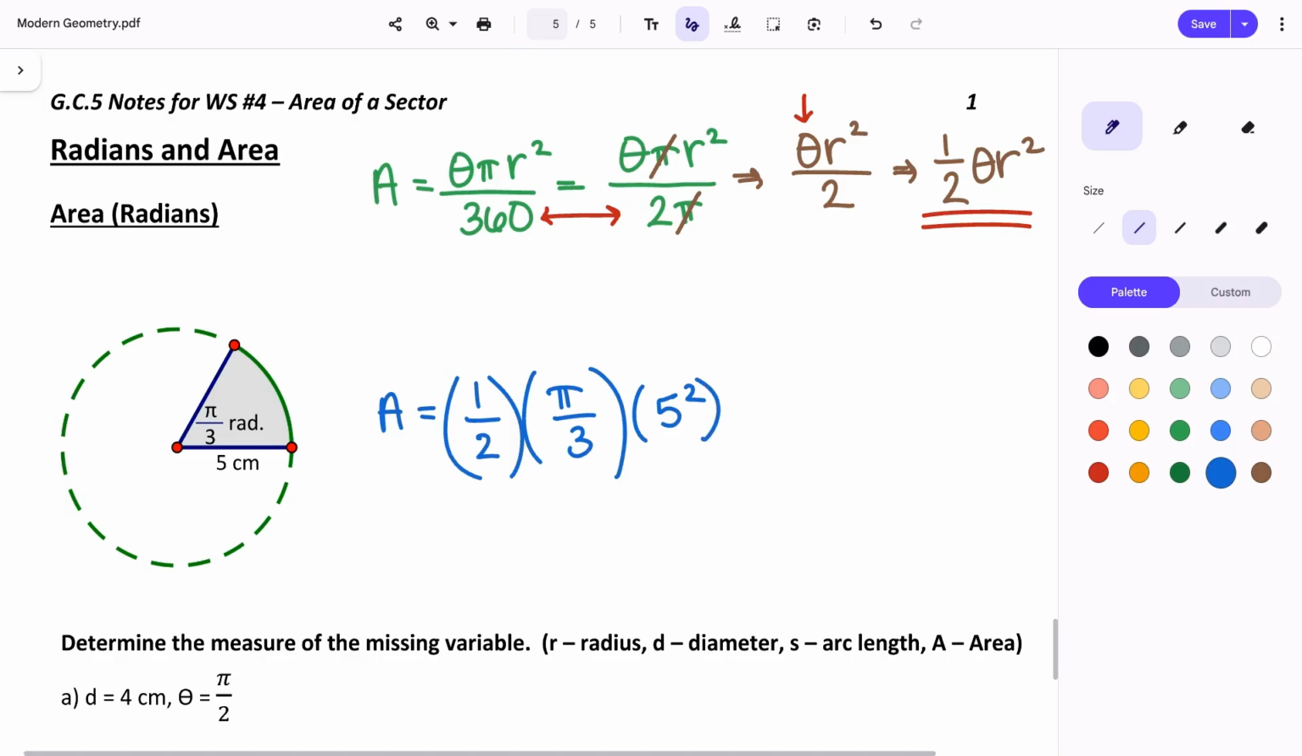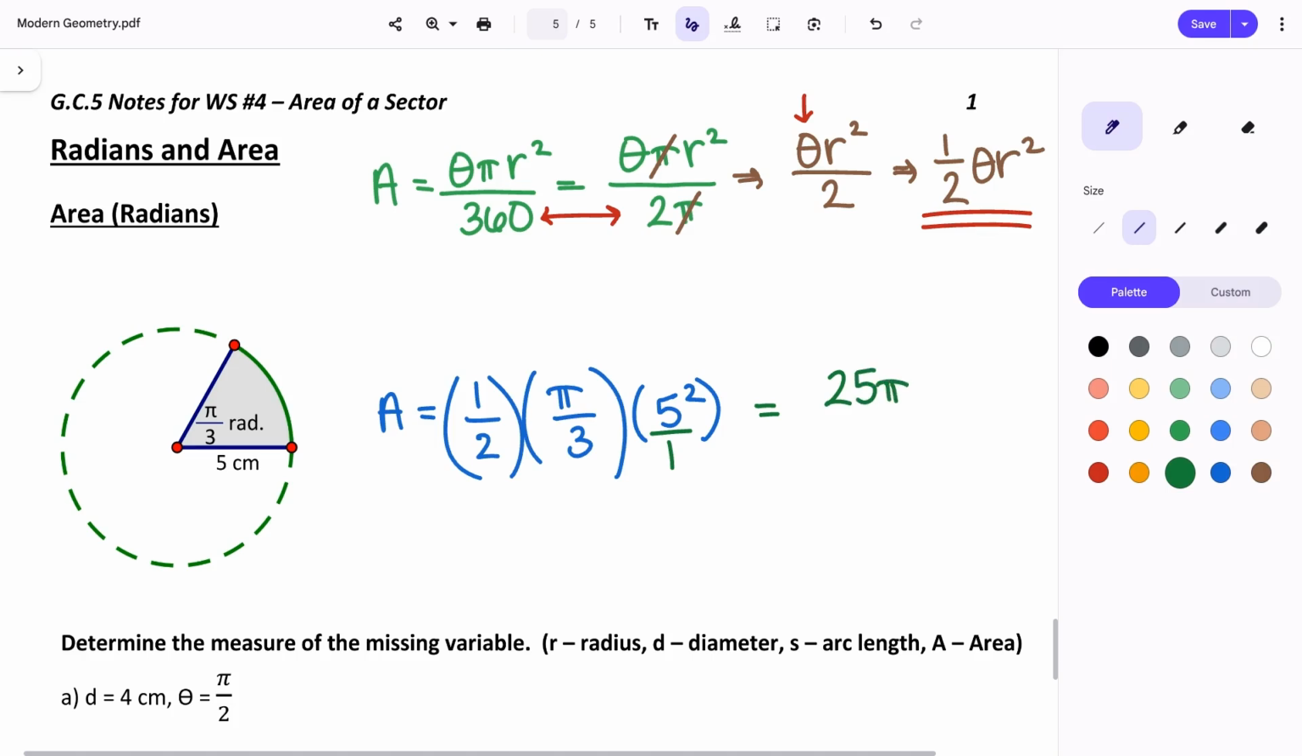Okay, let's do a little bit of simplifying here. So across the top, and remember you can think of 5 as over 1 right now if you need to see all the numerators and all the denominators. So across the top you have 1 times pi times 5 squared. What is 5 squared? 25. So I'm going to rewrite that as 25 pi.